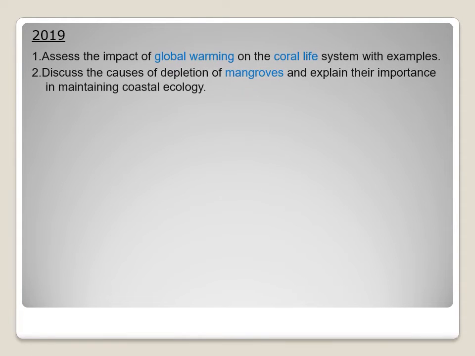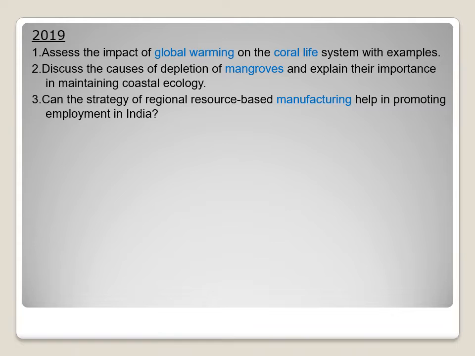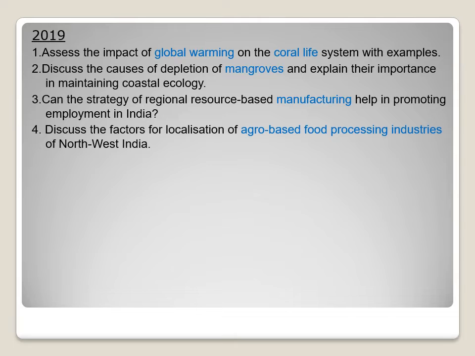Moving on to 2019 questions, coral reefs and mangroves are most important for maintaining ocean climate, but they are depleting due to many reasons. So here we must focus on things which are important as well as depleting in nature. Next, unemployment is a big problem. So UPSC would be expecting desired solutions to these kinds of major problems. So questions can be expected on these types of problems.